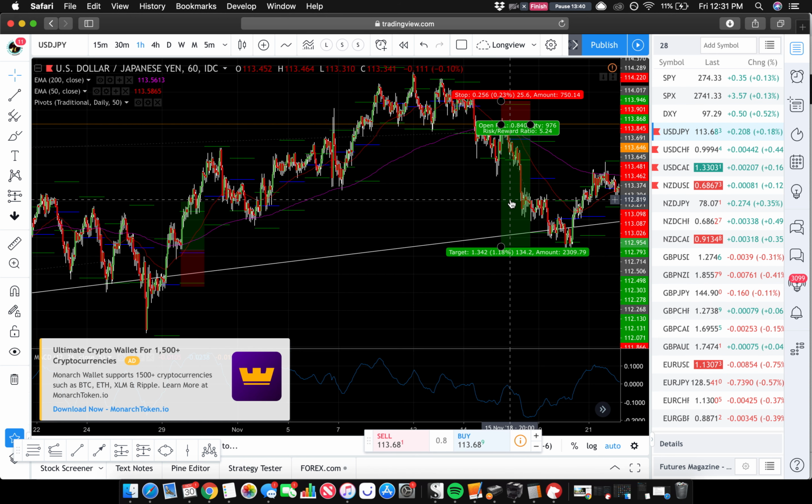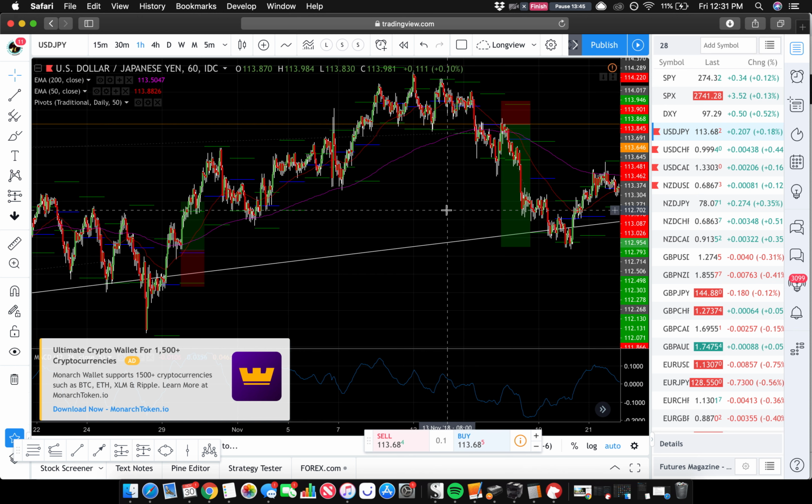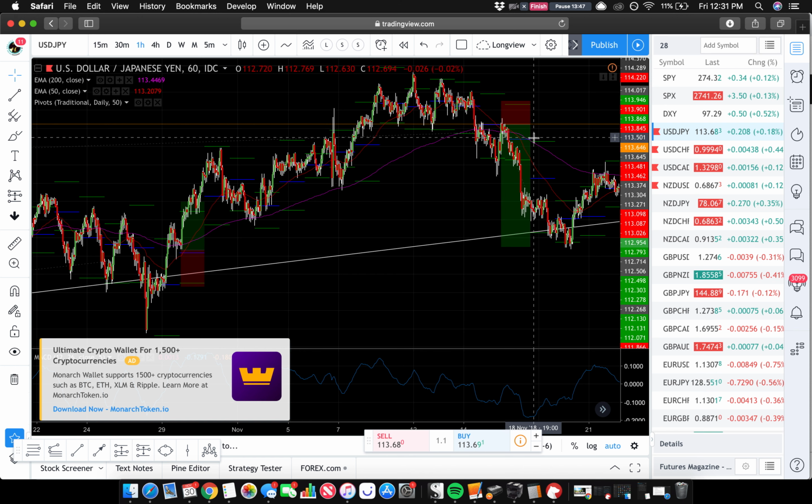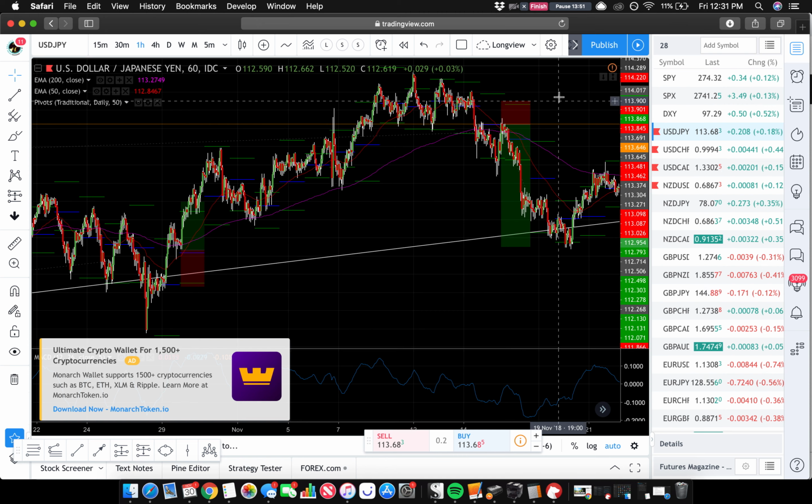But anyways, you notice the risk reward is 5.24. So 5.24% on one trade. And that's kind of the powerful way that I'm going to show you how I catch those setups.